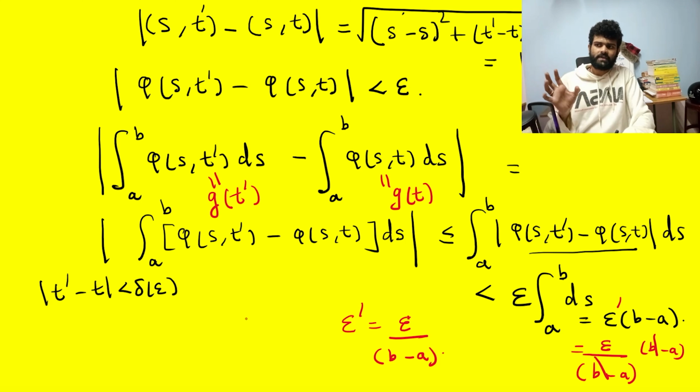So what we have here is that if t' minus t is less than delta epsilon, then g(t') minus g(t) is bounded above by epsilon. Okay, so that is exactly the definition of continuity. So this implies that g(t) is continuous.